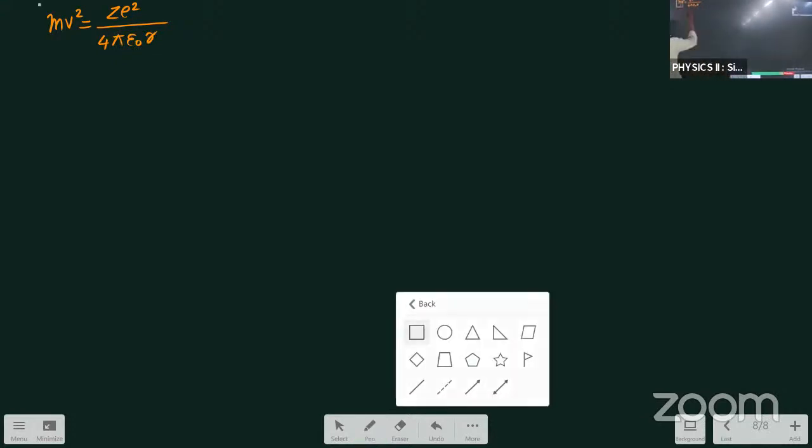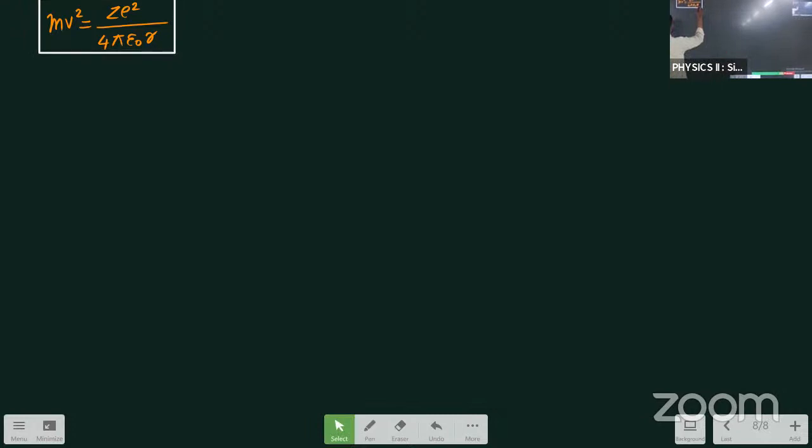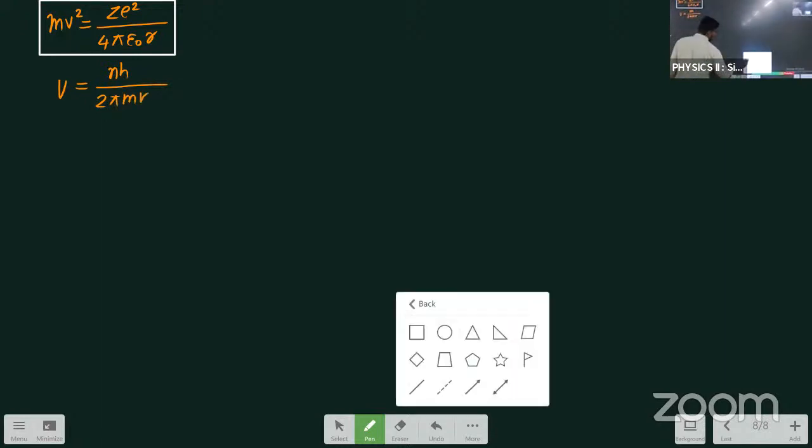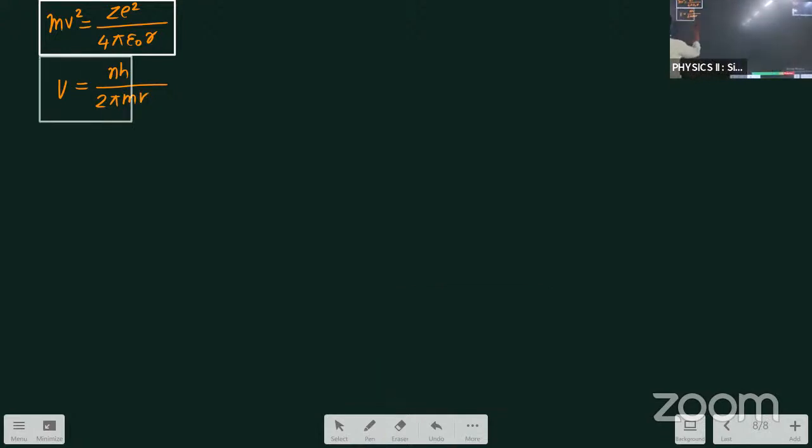What was that equation? mv square is equal to Ze square divided by 4 pi epsilon naught into r. This was the one equation we got initially. What was the second expression we got? The second expression was v is equal to nh divided by 2 pi mr. This was the second expression we are supposed to remember for obtaining the expression for energy.